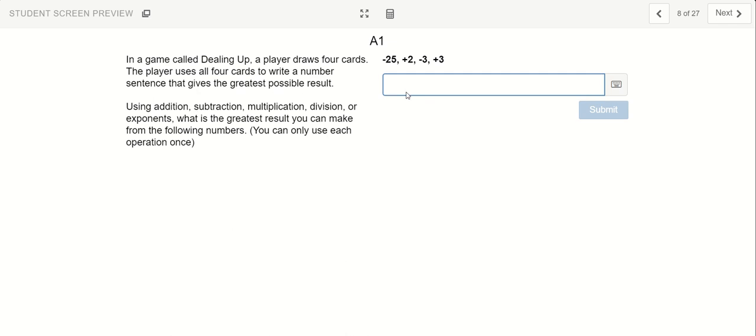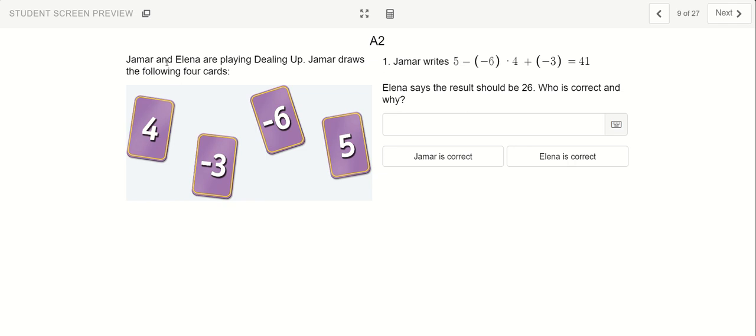Just as an example, I could do negative 25 times 2 divided by negative 3 plus 3. Or I can do negative 25 to the 2nd power times negative 3 times 3. I can do anything I want with these numbers as long as I use one of these operations. Two people who played this game are Jamar and Elena. Jamar got these 4 cards, so he needs to write a math sentence combining those 4 numbers together.